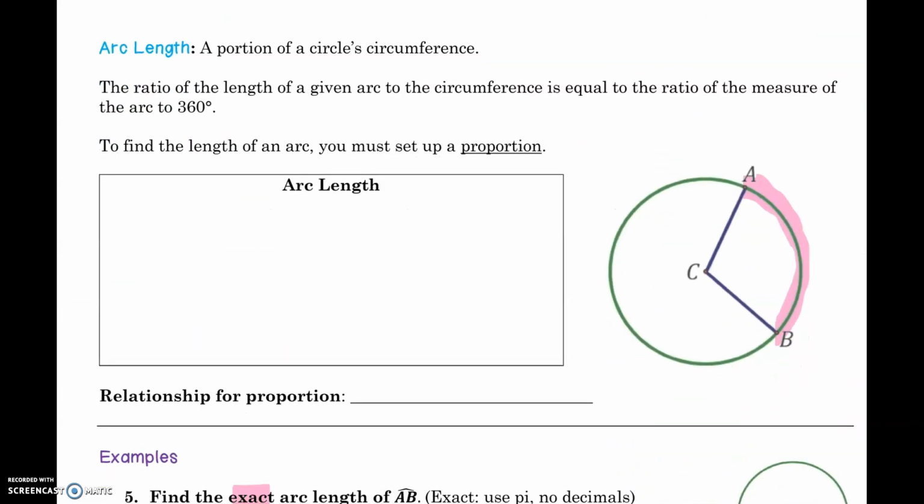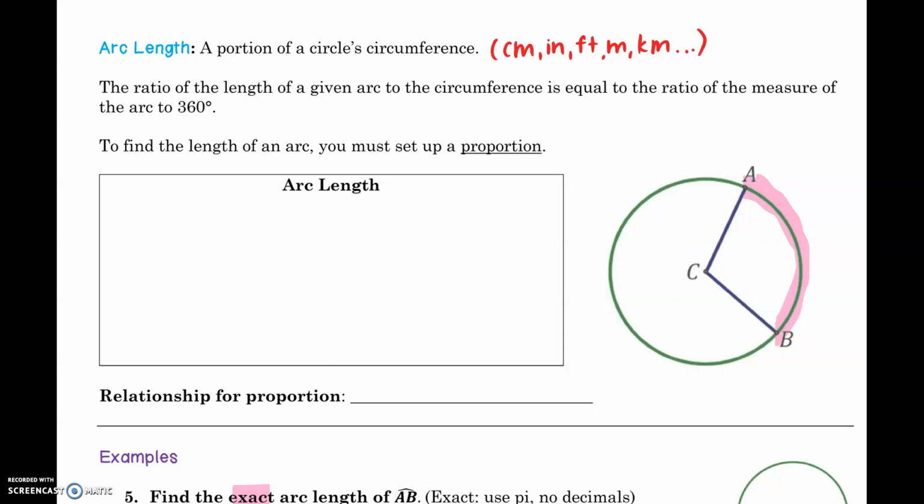Now we're going to move on to arc length. So arc length is a portion of a circle's circumference. Arc length is measured in centimeters, inches, feet, meters, kilometers, and so on. Remember, we talked about arc measure earlier in the unit, and arc measure was measured in degrees as it was part of the 360 degrees in a total circle. So the difference here, arc length is a portion of the circle's circumference, where arc measure was a measure of the part of the circle's 360 degrees.